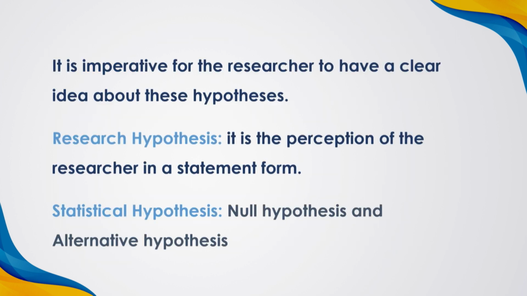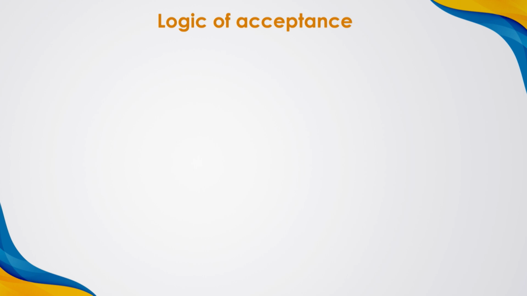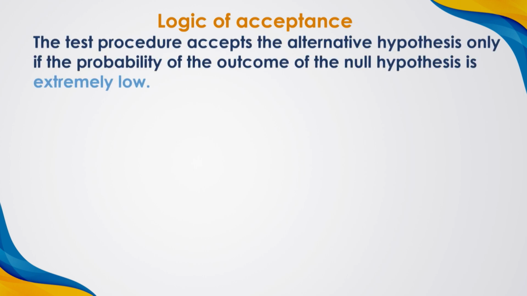It is imperative for the researcher to have a clear idea about these hypotheses. Research hypothesis is the perception of the researcher in a statement form. Statistical hypothesis: null hypothesis and alternative hypothesis. Logic of acceptance. The test procedure accepts the alternative hypothesis only if the probability of the outcome of the null hypothesis is extremely low.